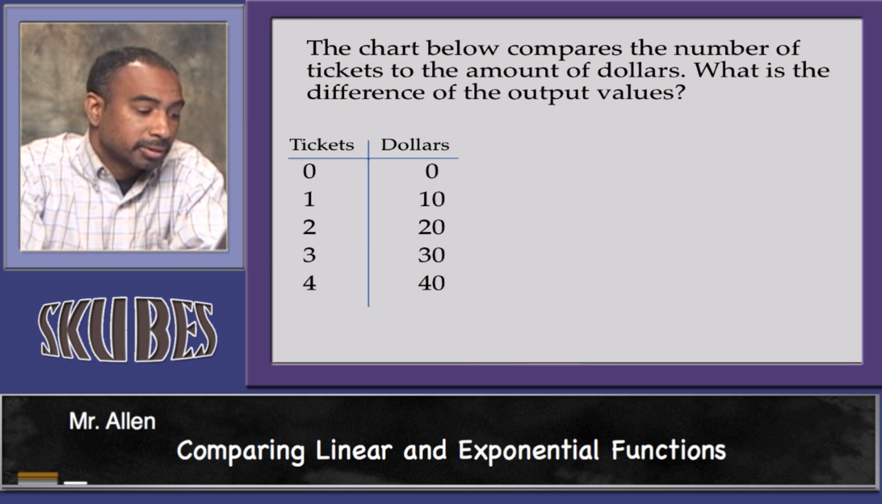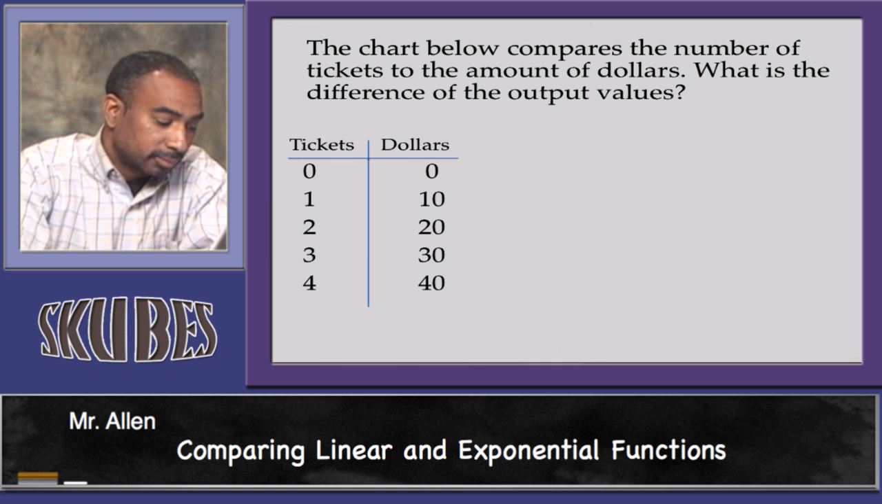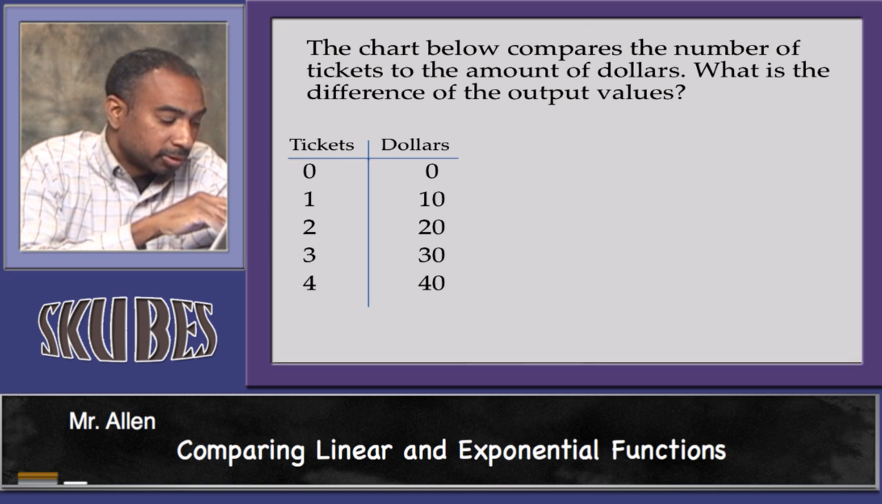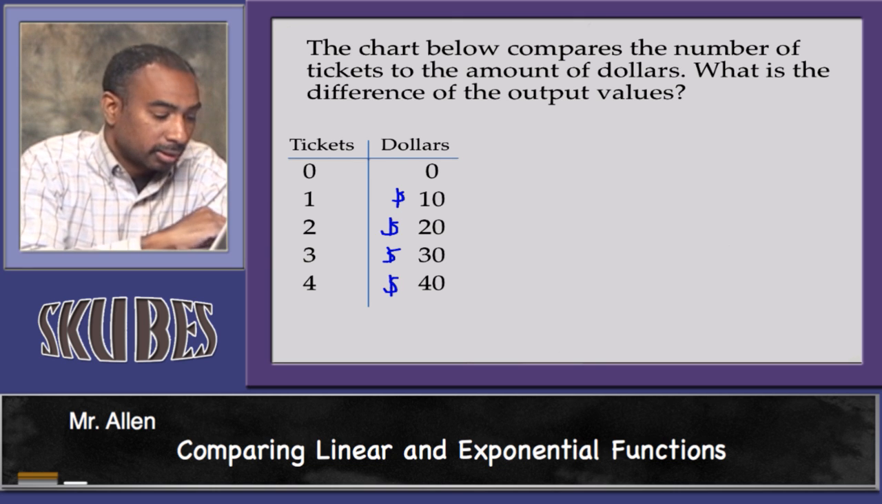The chart below compares the number of tickets to the amount of dollars. What is the difference of the output values? All right, you notice there were 0 tickets, you had $0. 1 ticket, $10. 2 tickets, $20. 3 tickets, $30, and 4 tickets, $40.